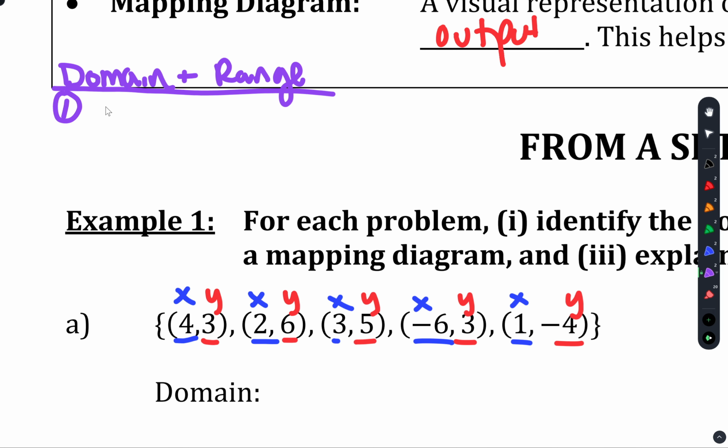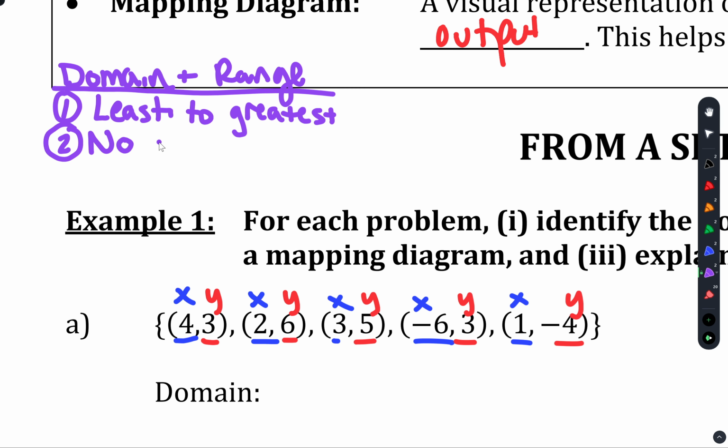Number one, I am going to list them from least to greatest. Number two is I am not going to repeat any of my values. And number three is I am going to list them separated by commas inside some curly braces, which are just fancy squiggly parentheses.